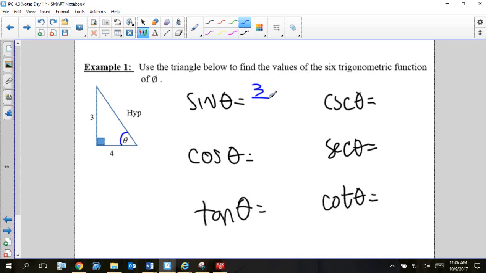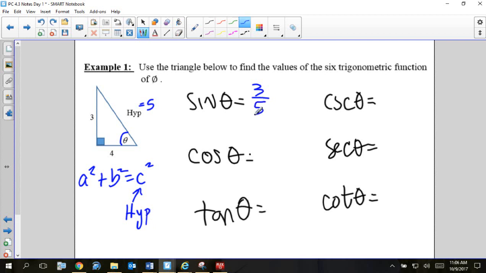How'd you know that? 3, 4, 5. That's a triple. If you don't know your triples, how would you find it? Or if it's not a triple, how would you find that the hypotenuse is 5? Pythagorean theorem. A squared plus b squared equals c squared. You just have to be very careful because the c is the hypotenuse. And if you put them in the wrong spot, you will get the wrong answer. So it is 5 though, because that is a triple.